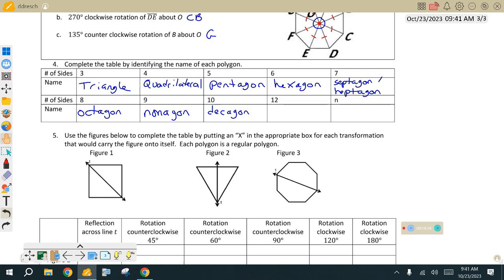The other common one that happens quite a bit, it's nice and divisible into 360, is a 12-gon. Remember the name of a 12-gon? Dodecagon. That is correct. Dodecagon happens quite a bit because it is divisible into 360. Those are the ones that you should know the names of.